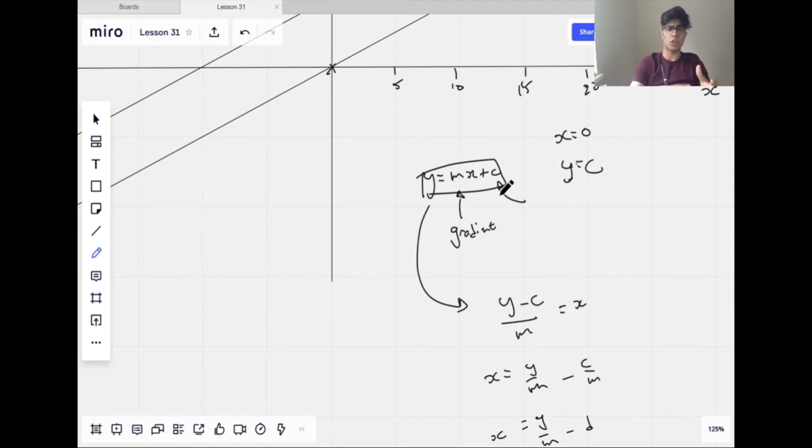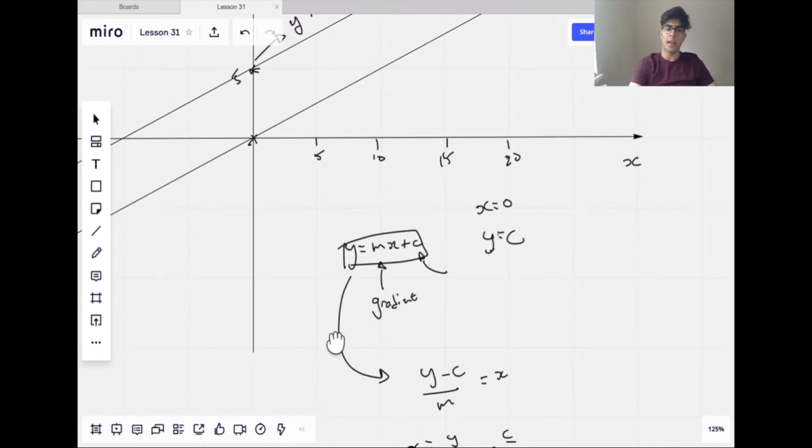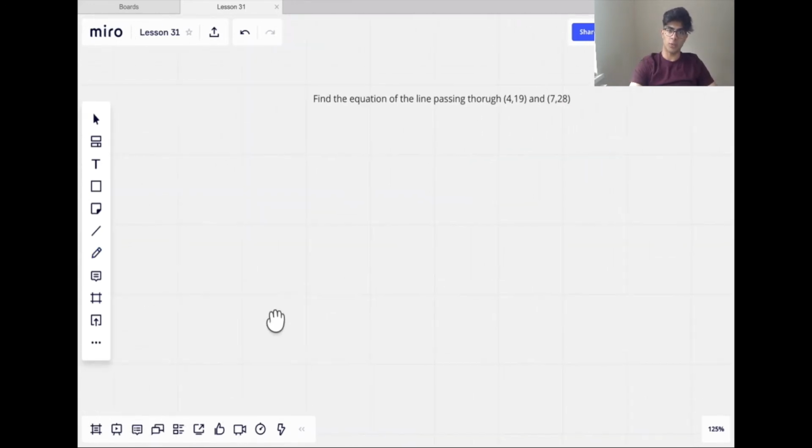Sometimes in questions it'll actually ask you for the equation of a line in another form, but in this form it's the easier way because we can have our two really important values, gradient and y-intercept, very easily seen and very easy to read. So yeah, let's move on to a worked example.